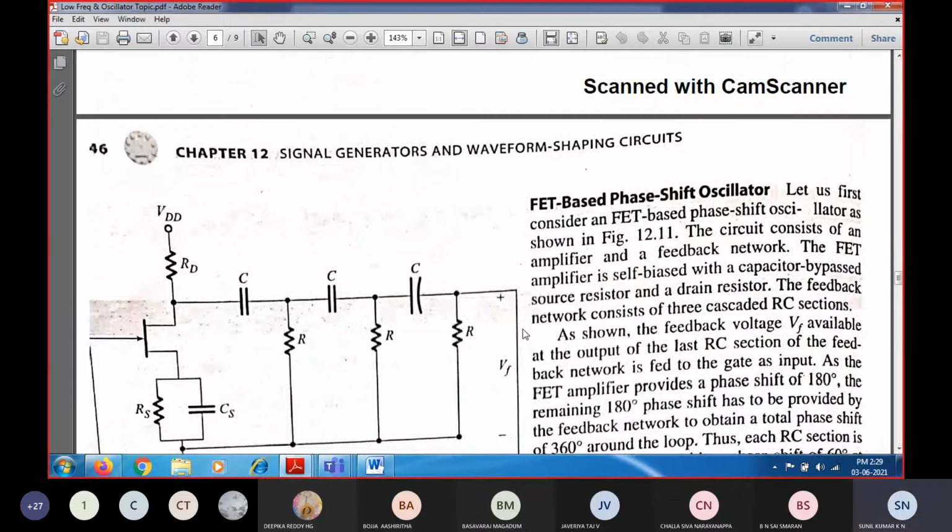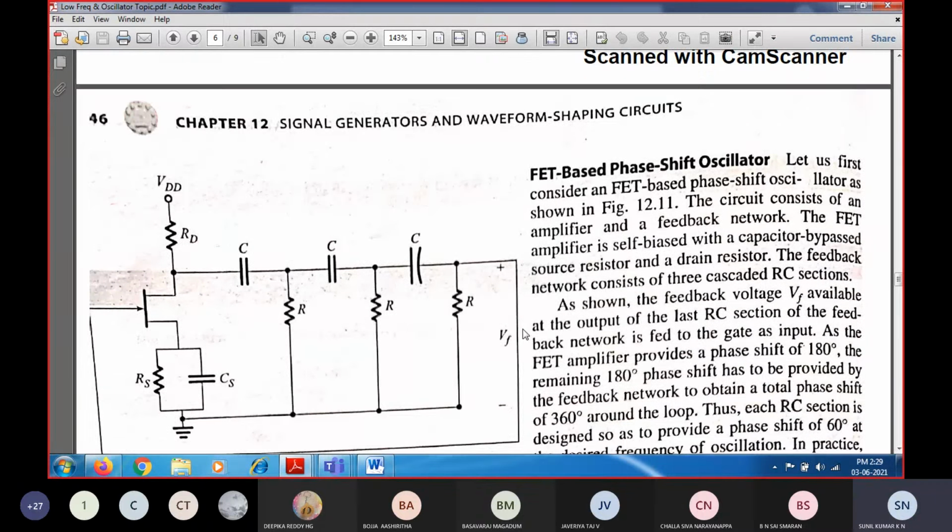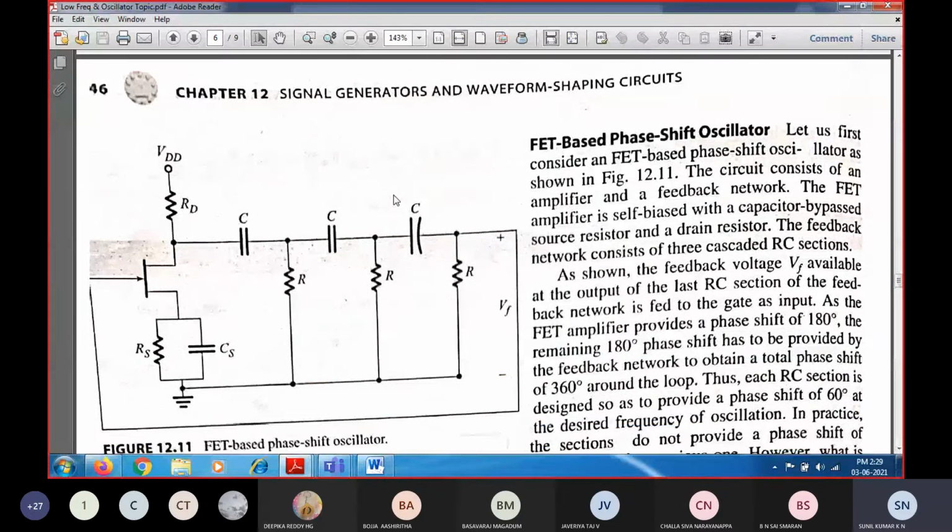So in the previous class, I started with the phase shift oscillator. Before that, we studied the amplifier. What are the characteristic parameters? What are the biasing problems? Everything we have discussed, and the small signal equivalent circuit model. Also, we have developed the high frequency equivalent circuit model and the frequency response of an amplifier. So the entire thing we have studied about the amplifier, and now it is time to switch on to the applications of the amplifier.